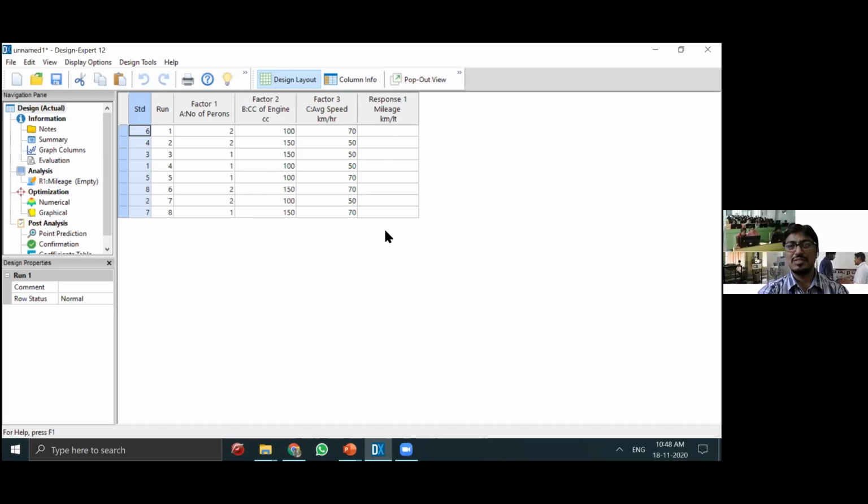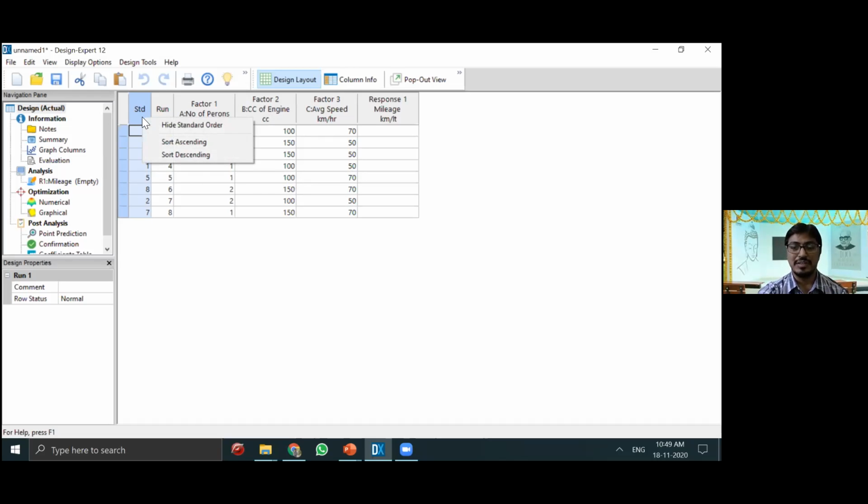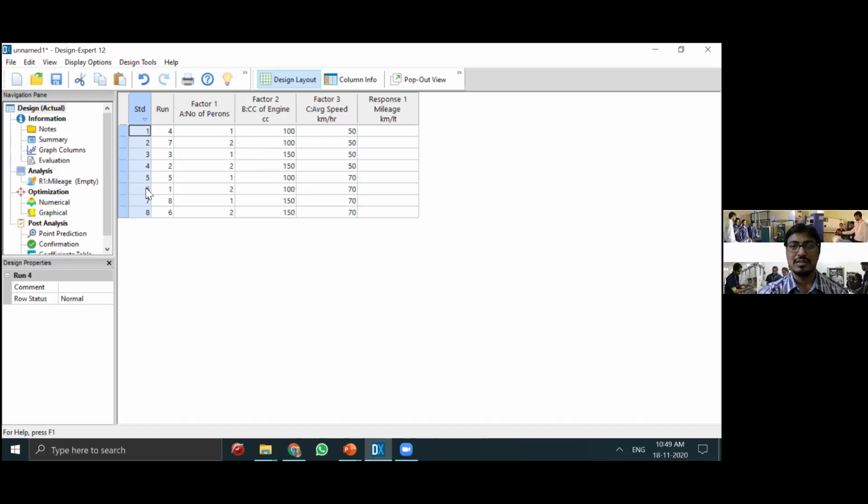You can close your Design Expert, or you can save it. But basically, even when you save, when you open it again, this run order will change. Okay. So this is one caution we need to keep in mind. Then when you want to enter the data, you can just verify like this, and you can enter. And when you want to represent the data, just right click here, and you can go with like this.